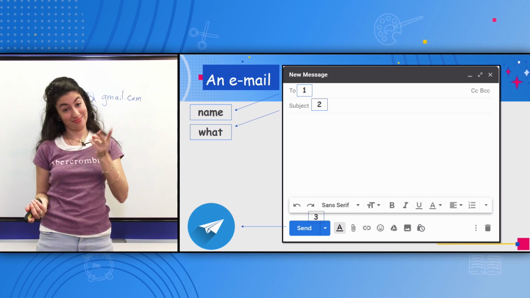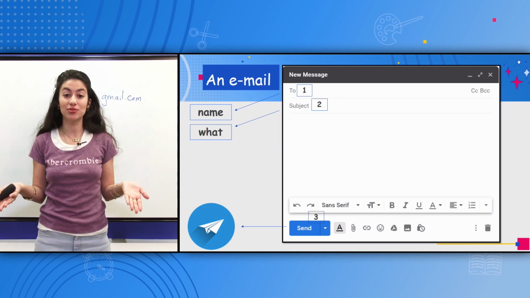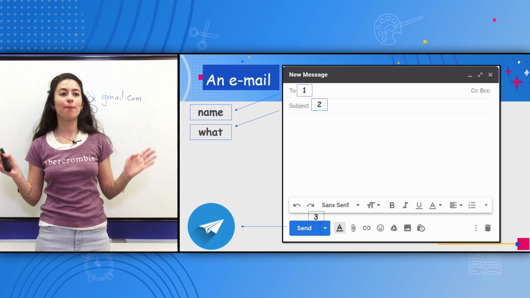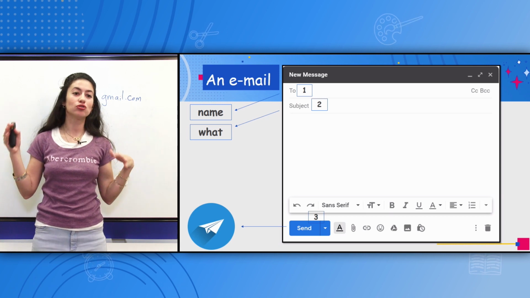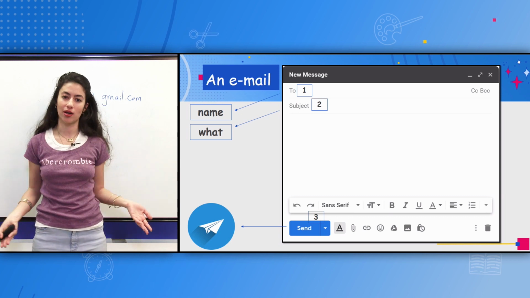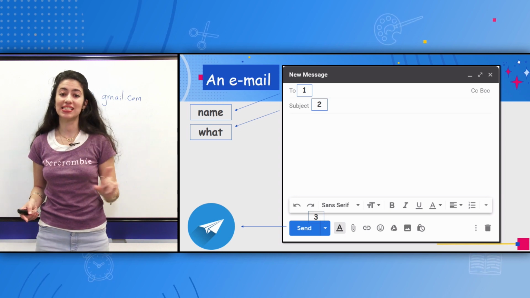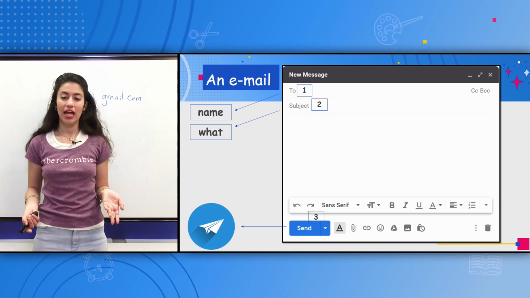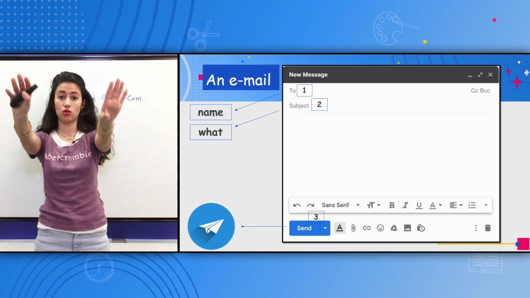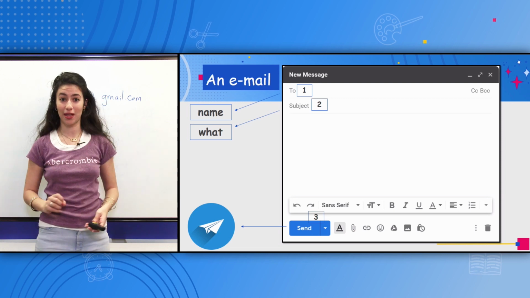And number two is subject. What is the subject? It's what I'm talking about. I want to tell you about the weather, about school, about my day, about my mom, okay? It's what I want to talk about. And look at number 3, down there in blue. The word is send. What is to send? If I write the email and I want to send it to my friend, look at it like sending a paper plane, okay?